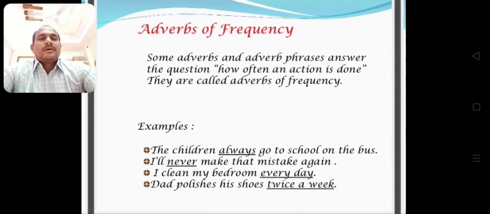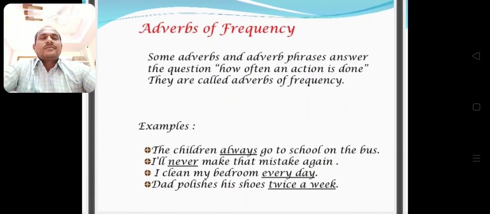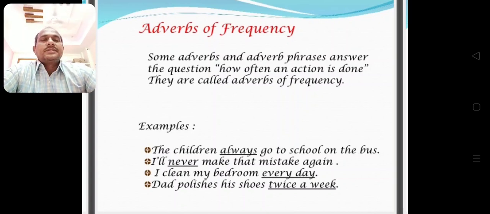Then we move to adverbs of frequency. Some adverbs and adverb phrases answer the question how often an action is done. They are called adverbs of frequency. Adverbs of frequency answer the question how often an action is done.